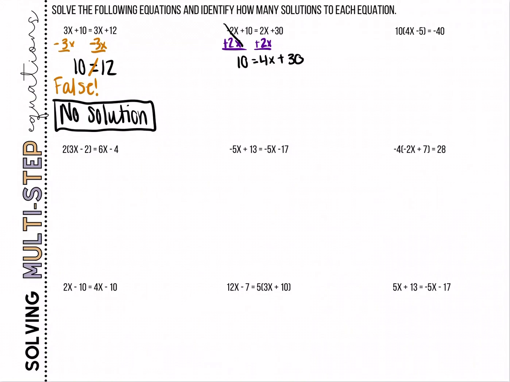Now I want to get x by itself, so I'm going to subtract 30, because we're adding, so we do the opposite. Then I'm left with 4x equals 10 minus 30, which is negative 20. My last step is to divide by 4, and x equals negative 5. So that is my solution. Since x equals a number, that is considered one solution.